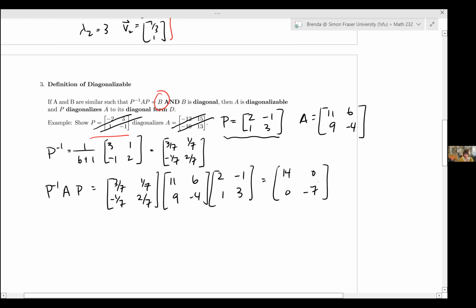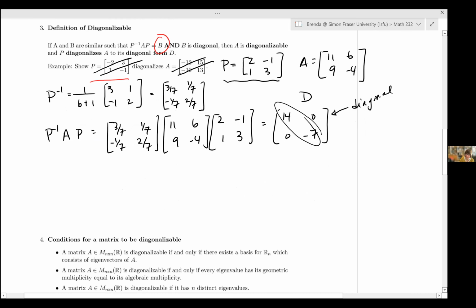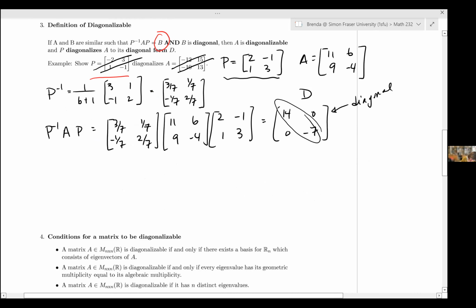And you'll notice that this is a diagonal matrix. It's a diagonal matrix. This is the matrix D, and it is diagonal. So the matrix A is similar to the matrix D, and the matrix that it is similar to is a diagonal matrix. I'm going to foreshadow the exciting things that are coming. Let's just take another look at this matrix A.